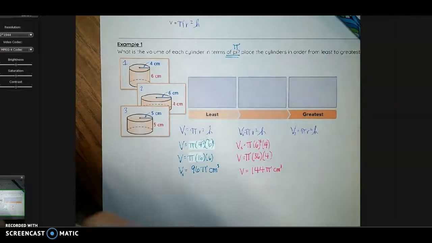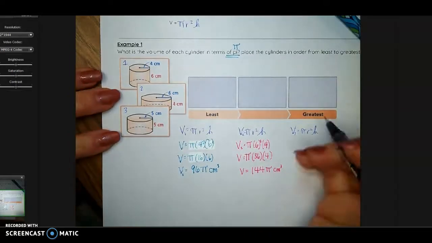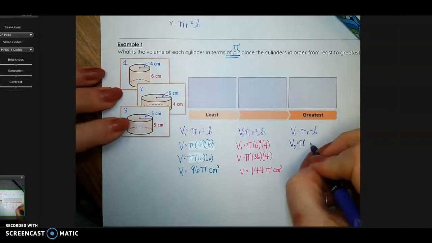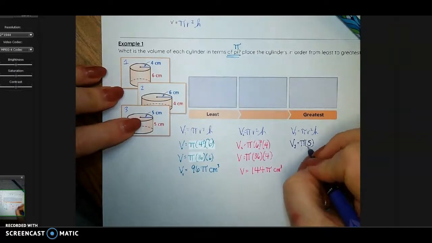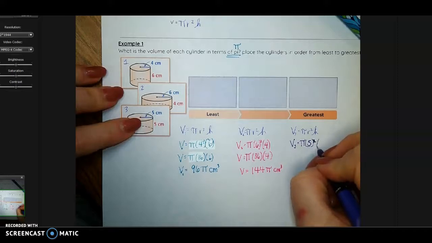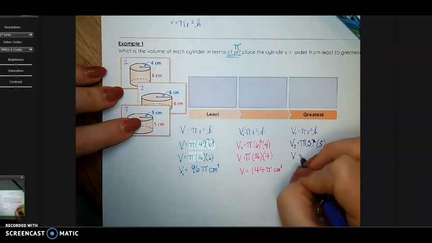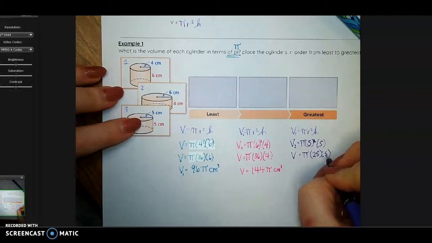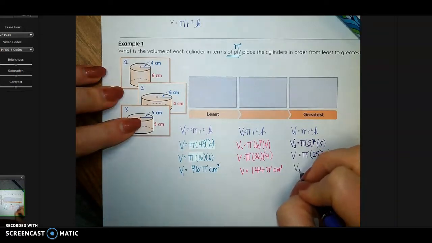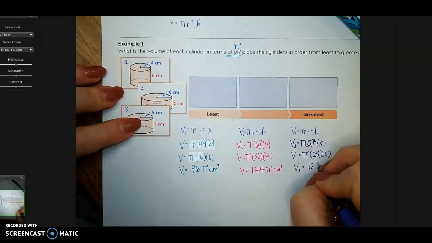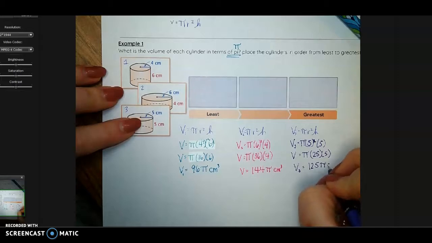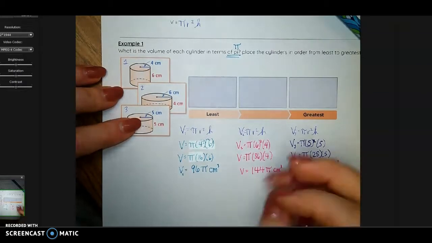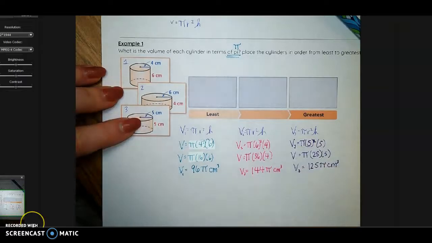For our last one, we have pi times, we have 5 squared, and we are also going to multiply that times 5. And so we get 125, pi symbol goes at the end, centimeters cubed again. And sorry if I said squared at some point. Meant cubed this whole way through.